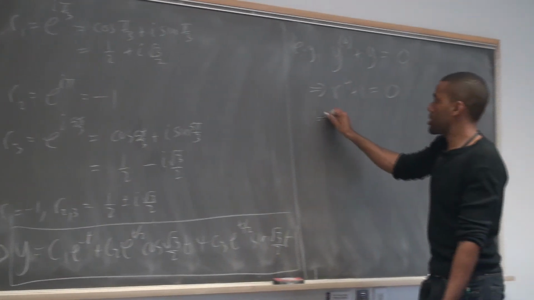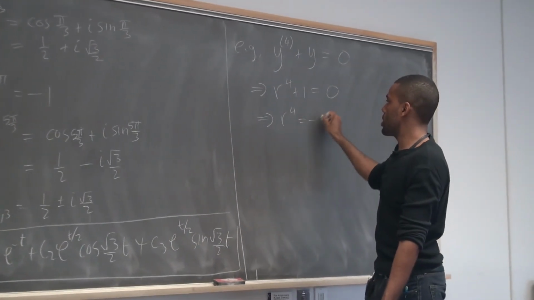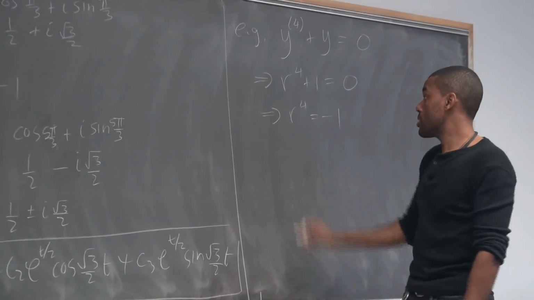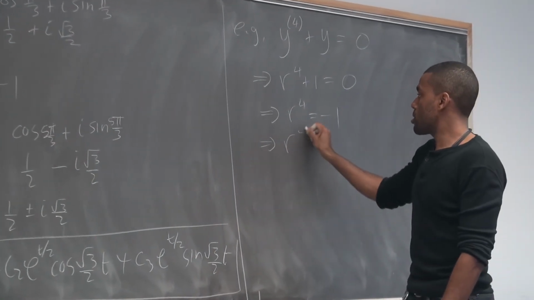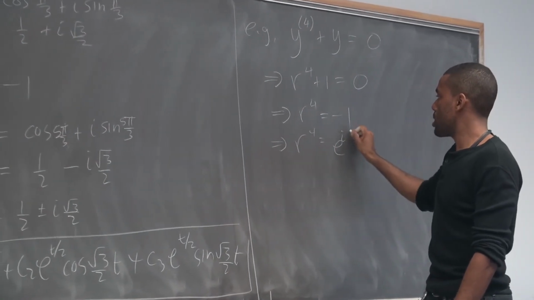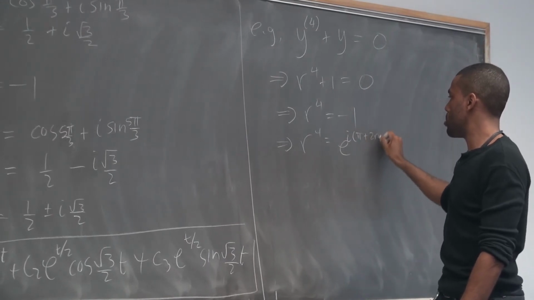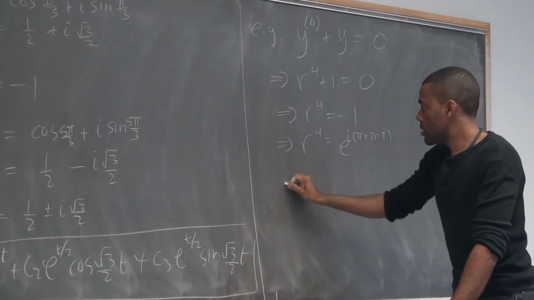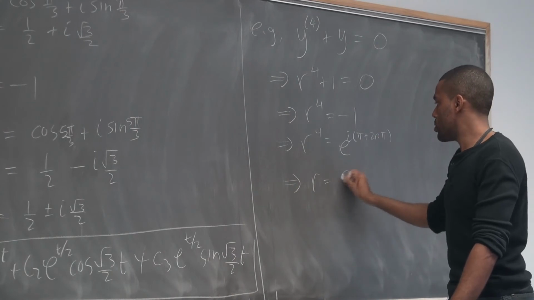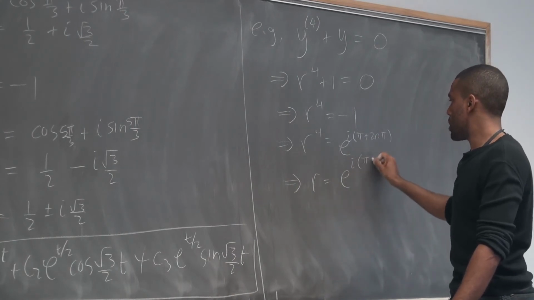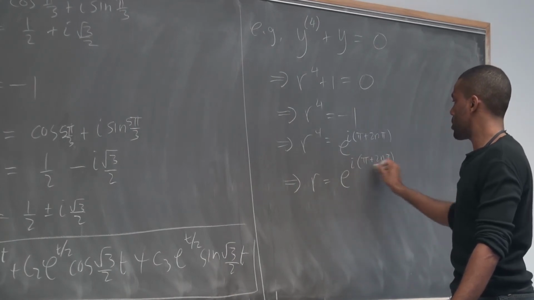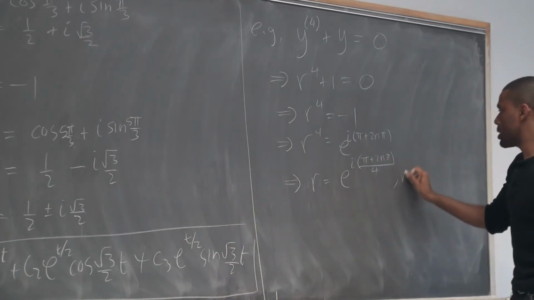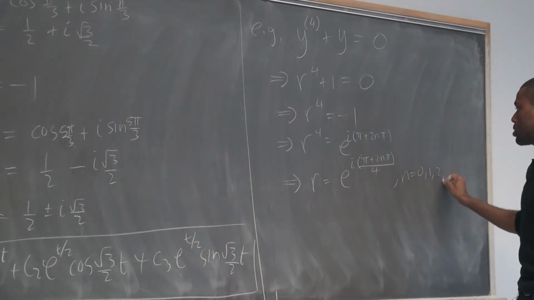But the idea is I can bring this guy to the other side and think of it as a root of unity. This would mean r to the fourth is equal to e to the i pi plus 2n pi. This would mean r is equal to e to the i pi plus 2n pi over 4. And I take n to be 0, 1, 2, 3.